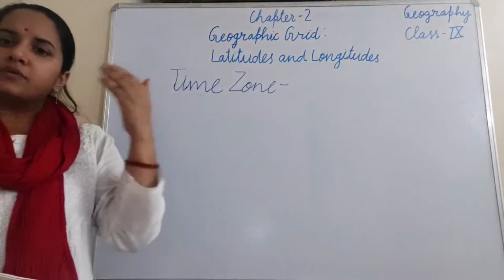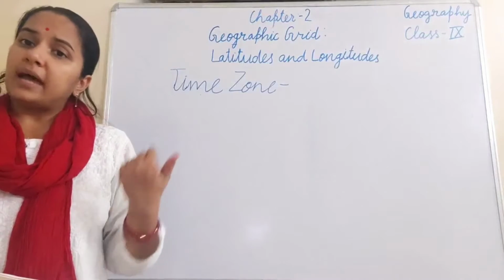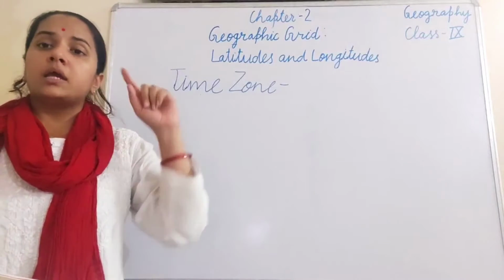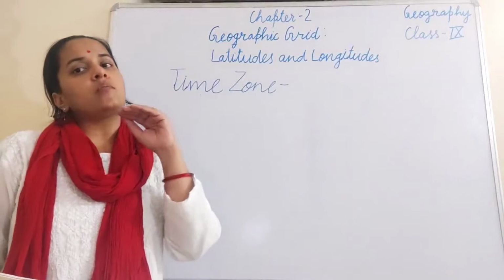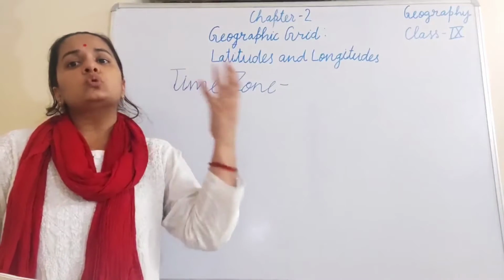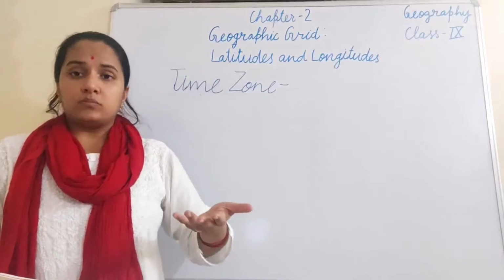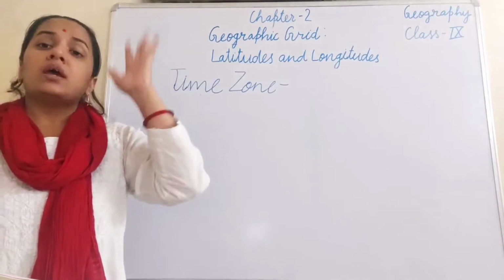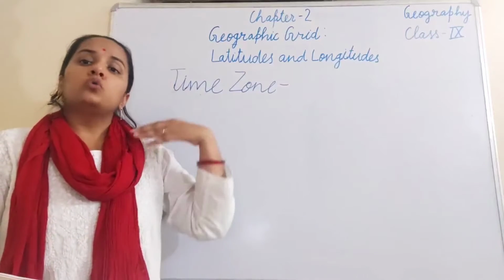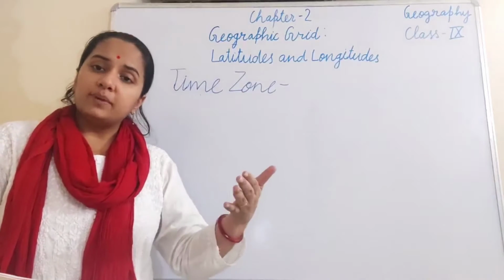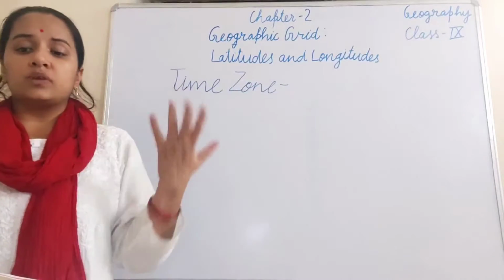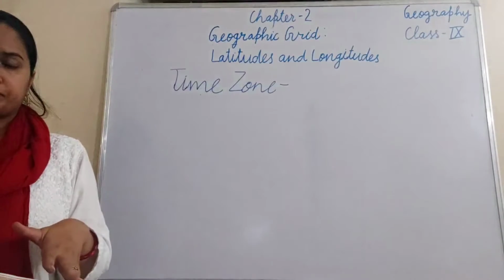Each zone covers 15 degrees of longitude. That means a difference of 1 hour. If we talk about the difference from one time zone to the next time zone, it will be 1 hour. So suppose in one time zone the time is 12 noon, in the next time zone it will be 1 p.m., in the next 2 p.m., and in the next 3 p.m.